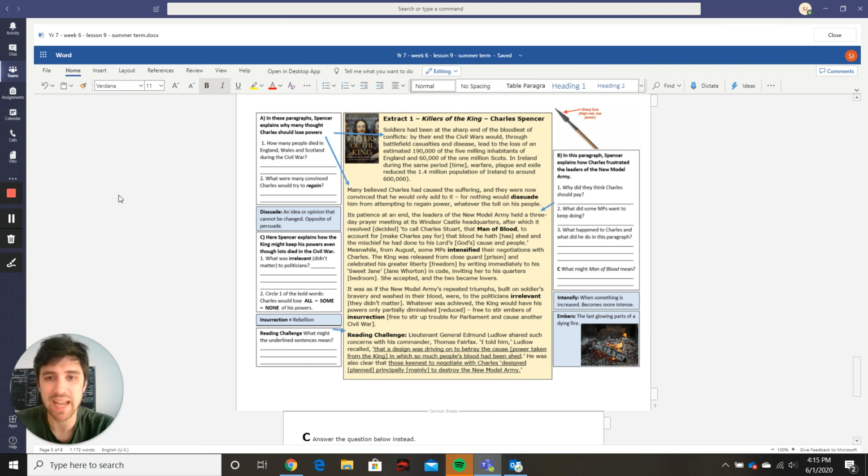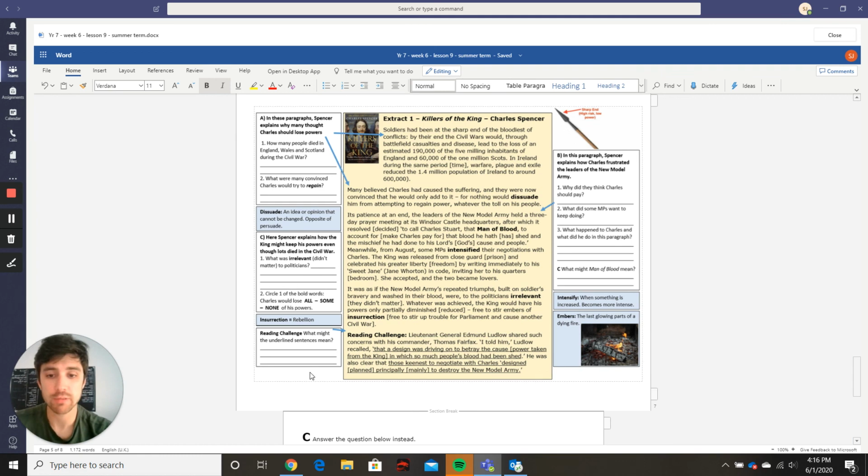What I need you to do again is either print this out, if you can, or if not, write the answers to all the questions in A, B, and C boxes on a piece of paper, okay? But you simply just read the extract in the yellow box and answer the questions in the A, B, and C boxes and the reading challenge if you want to. You'll also notice that there are some keywords around the outside to help you with your reading. And you may want to read with the knowledge organizer for this cycle open in front of you so that you can use that to help you as well.